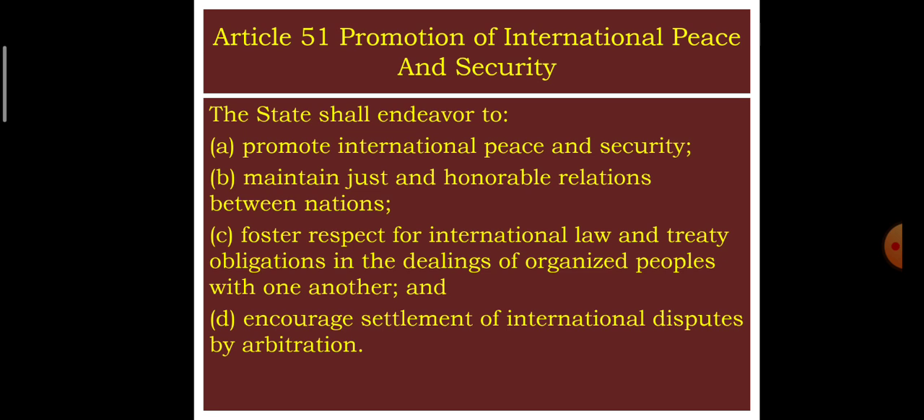So overall, it says in the first clause about promoting international peace and security. In the second clause, B, it says about maintaining the relationship between nations, that is, between other nations and India. And clause C states about fostering respect for international law and the treaty laws. And D states that international disputes are to be settled through arbitration.